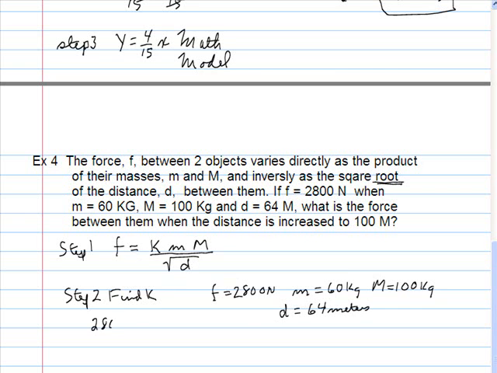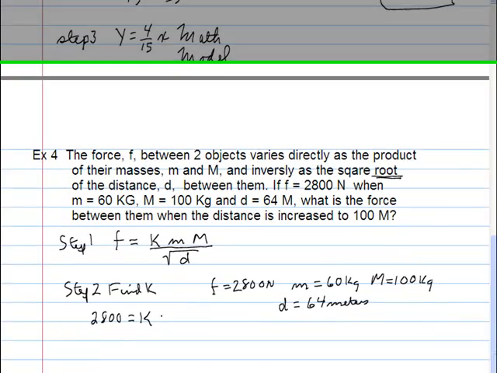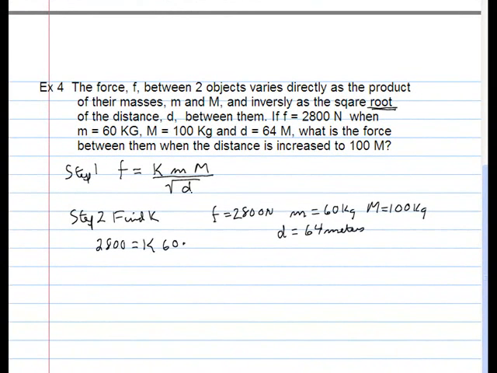For F, 2800. K is what I'm looking for, so I won't be plugging in for that. For the little m, 60. For big M, 100. And over the square root of D, the square root of 64. Square root of 64 is just 8. So I'm going to just scratch out the square root of 64 and put 8 in its place. Well, let's see.